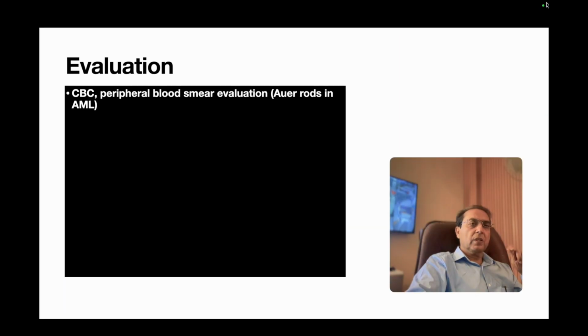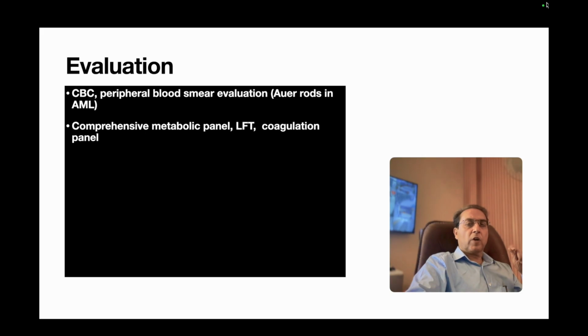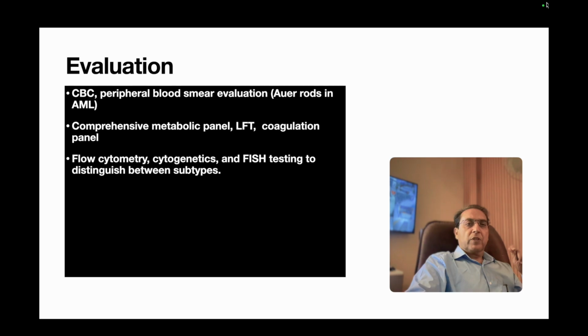Now the evaluation. Complete blood count is the most important test, and examination of the peripheral smear may be helpful. For example, presence of Auer rods gives a clue towards acute myeloid leukemia. Then comprehensive metabolic panel, liver function test, coagulation profile, including the D-dimers for the DIC should be done. Flow cytometry, cytogenetics, and FISH testing to distinguish between different subtypes.